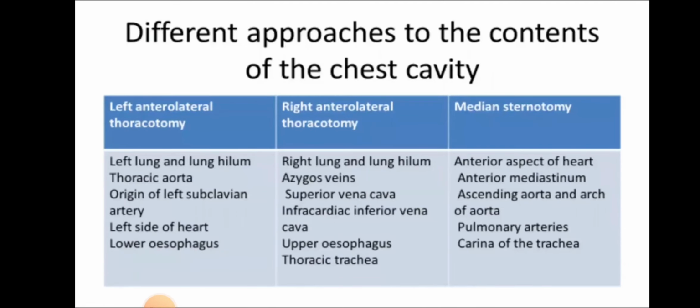And there are different approaches to the contents of the chest cavity. Left anterolateral thoracotomy in case of left lung and hilum, then thoracic aorta, left side of heart, lower esophagus, etc. Then right anterolateral thoracotomy in case of right lung and hilum, azygos vein, superior vena cava, upper esophagus, thoracic trachea, then median sternotomy for the anterior aspect of heart. So depending upon the contents of the chest cavity, different approaches are told: left anterolateral thoracotomy, right anterolateral thoracotomy, and median sternotomy.